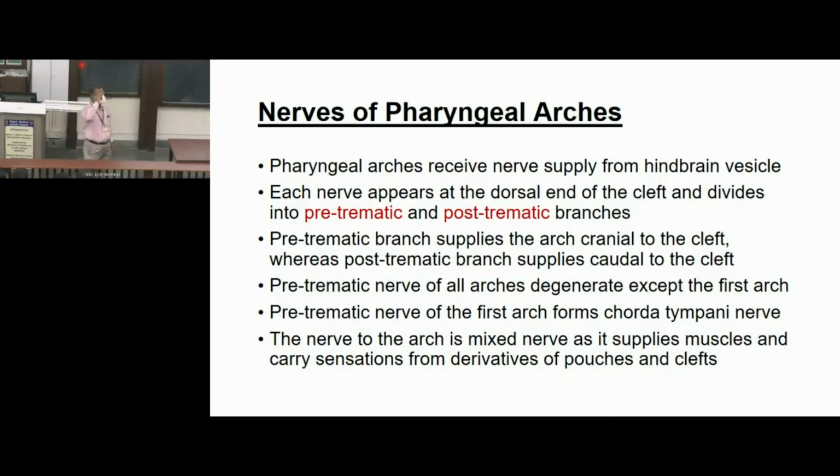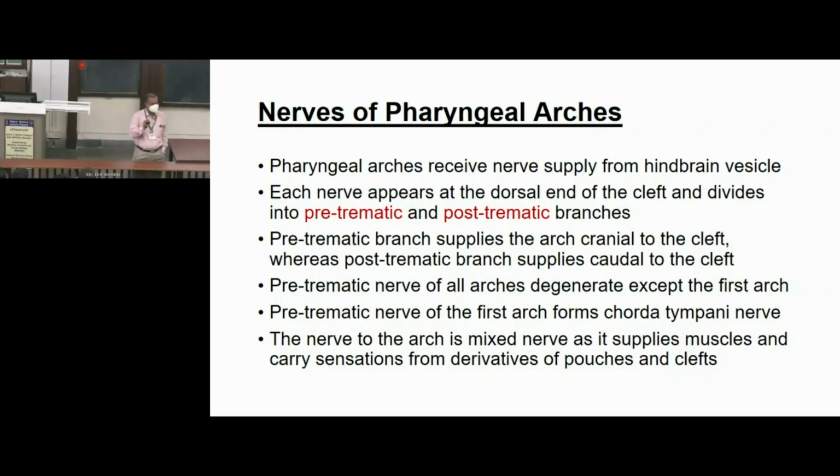So, each pharyngeal arch nerve will have pre-trematic and post-trematic branches. That's what the statement here says. The pre-trematic branch supplies the arch cranial to the cleft, and the post-trematic supplies the part caudal to the cleft. Pre-trematic nerves of all arches generally degenerate except the first arch. The pre-trematic nerve of the first arch forms this nerve, the chorda tympani nerve.